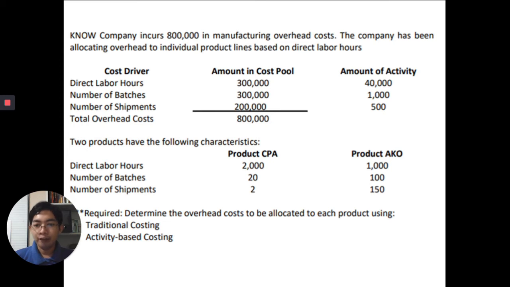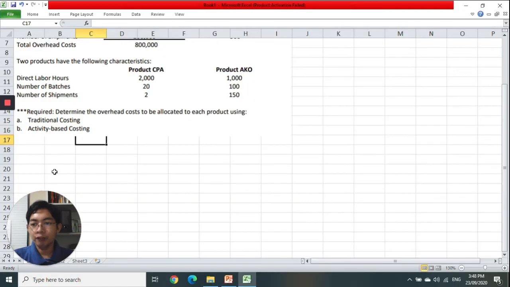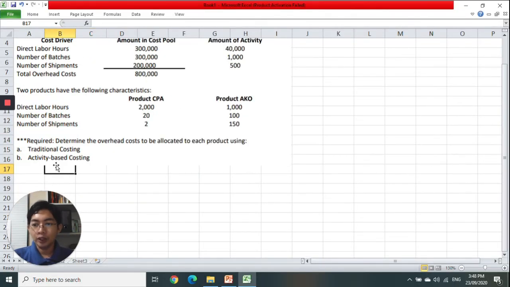Two products have the following characteristics: product CPA and product ACO. It uses direct labor hours, number of batches, and number of shipments. Required: determine the overhead cost to be allocated to each product using traditional costing and activity-based costing. We will first compute our traditional costing. We only use one overhead rate, and that is direct labor hours, for our total overhead cost of 800,000.